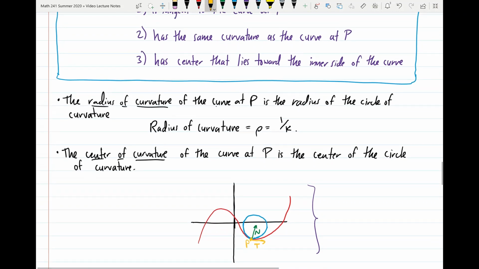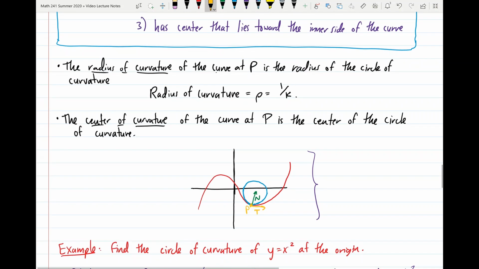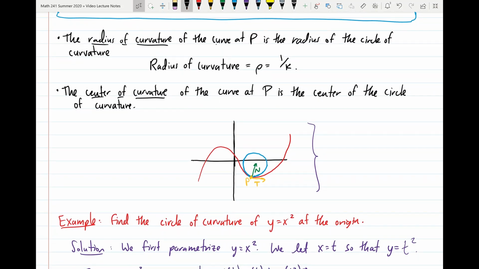Just a few more terms to go through. The radius of curvature of the curve at the point P is the radius of the circle of curvature. And the radius of the circle is going to be equal to 1 over kappa, and that'll be denoted rho. And the center of curvature of the curve at P is the center of the circle of curvature. So I actually have the vector n pointing towards the center, which it always will, and the center of curvature would be this point here, right at the tip of n.